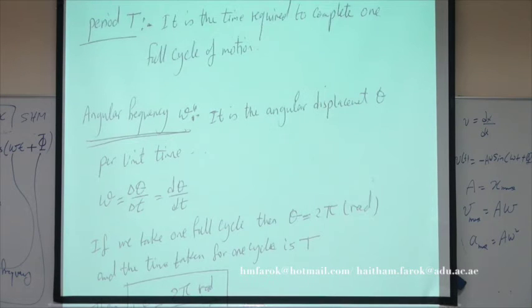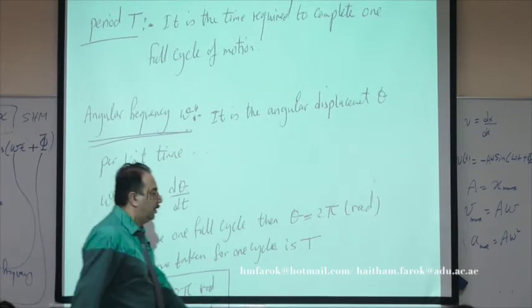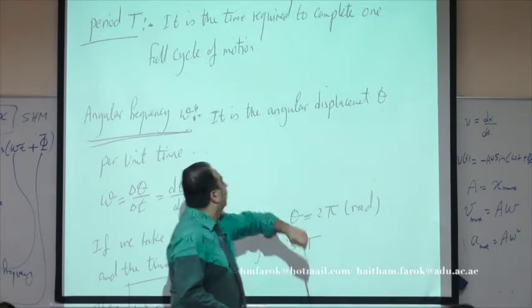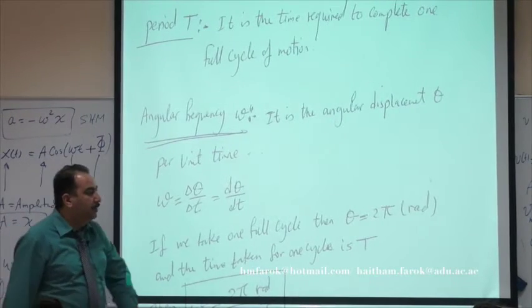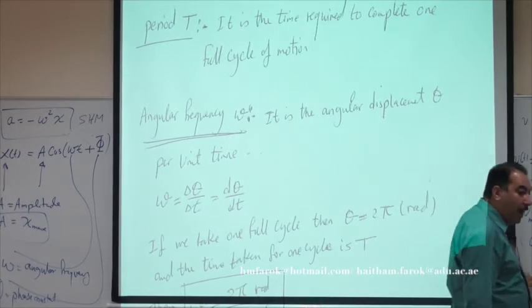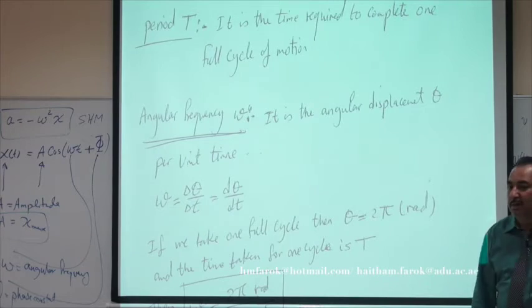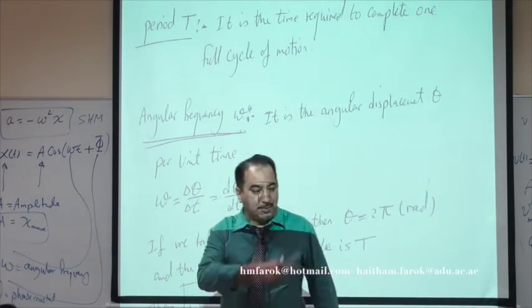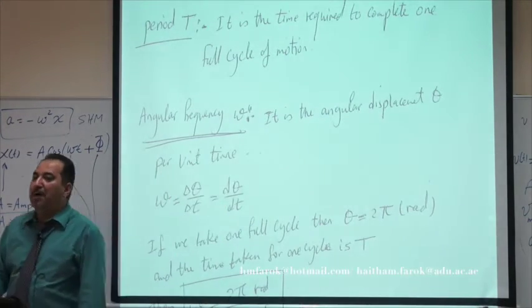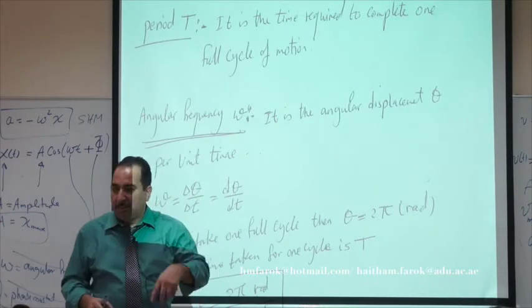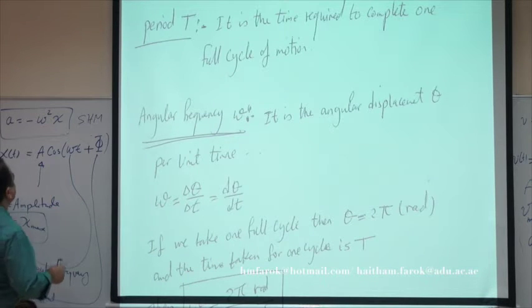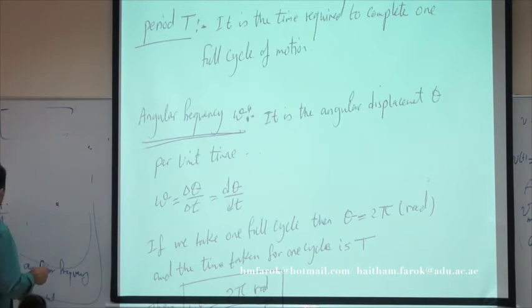Okay. Now, let's define the three things which we need in oscillation. First thing, which you already know, period, capital T. What is period? Time to complete what we called one revolution in circular motion. Here, one oscillation. Time to complete one vibration. So this is the period.